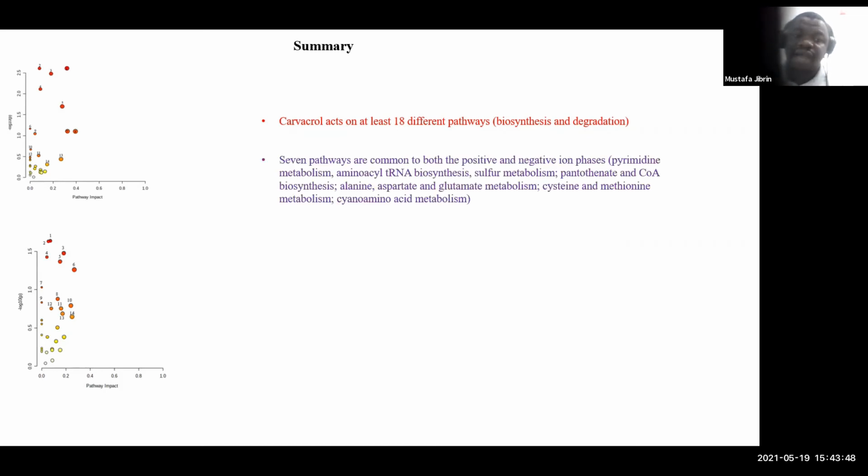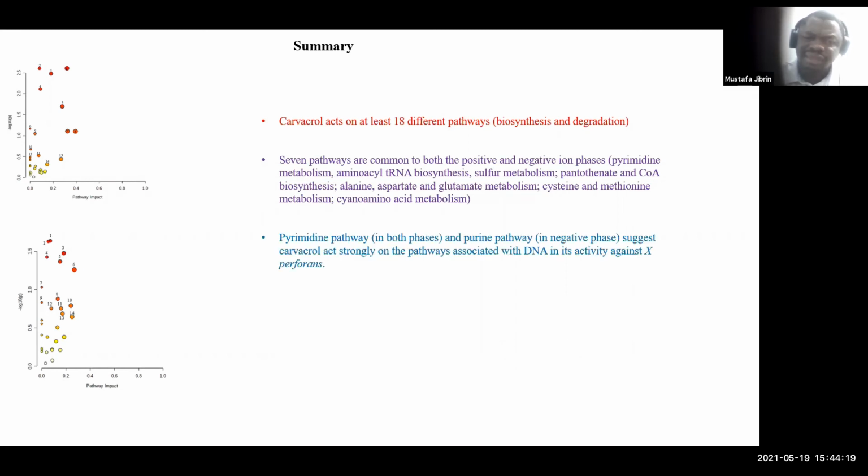But 7 pathways are common in both the positive and negative ion phases: pyrimidine metabolism, aminoacyl-tRNA synthesis, sulfur metabolism, pantothenate and CoA biosynthesis, and the rest. So we are pretty confident that we have a common ground to say, a very confident result, that at least 7 different pathways have been affected by Cavacro in its activity against Xanthomonas preferens.